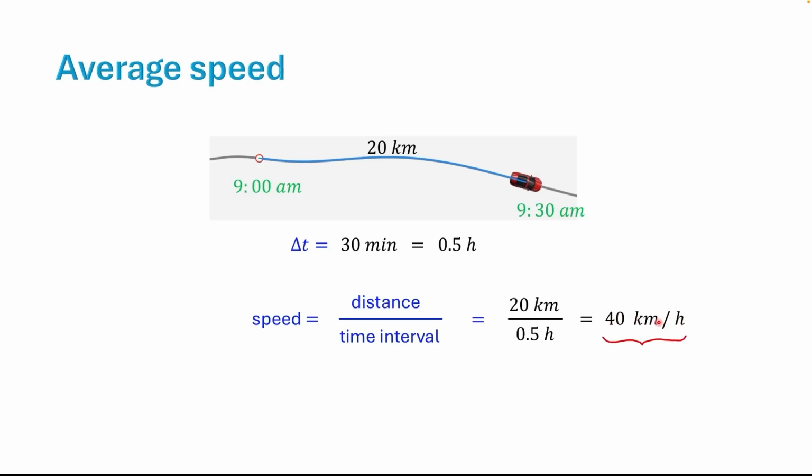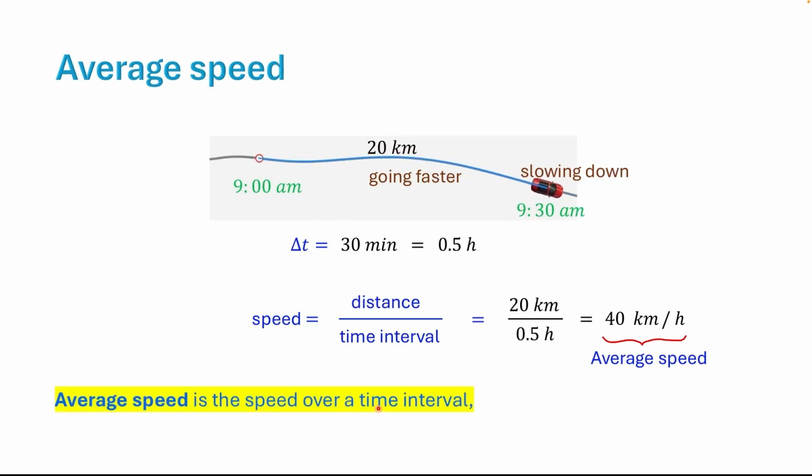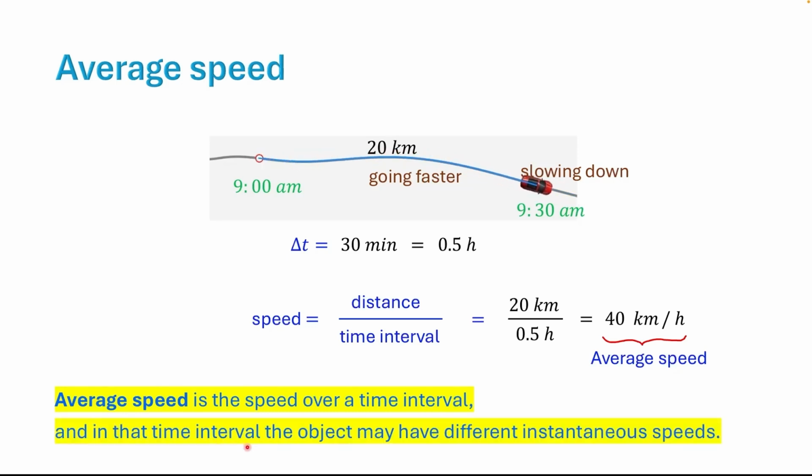This speed is called an average speed. The question is, why is this an average speed? I am replaying this animation. If you look at the motion of the car, you can see that the car is moving faster here, and slows down here. So, the car is not moving at one speed, but there are different instantaneous speeds. But we got only one speed here. Actually, this speed is the average of all instantaneous speeds between the 2 times. So, the average speed of an object is the speed of the object over a time interval, and in that time interval the object may have different instantaneous speeds.